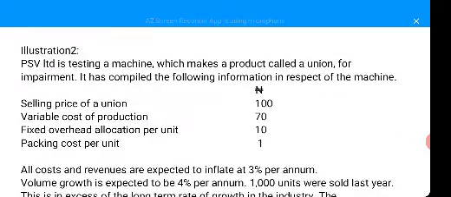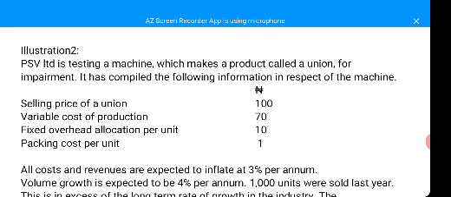So let's look at illustration two. This illustration two is a little bit technical. Here, we need to know how to calculate our value in use when we are given so many figures. Now PSV Limited is testing a machine which makes a product called union for impairment. It has compiled the following information in respect of the machine.